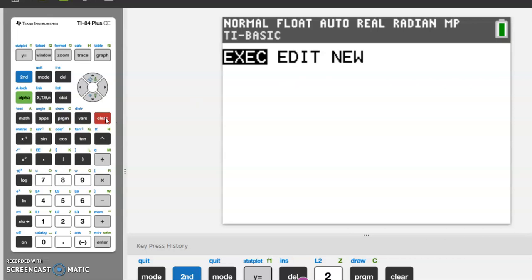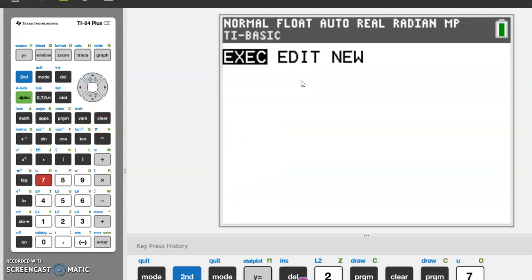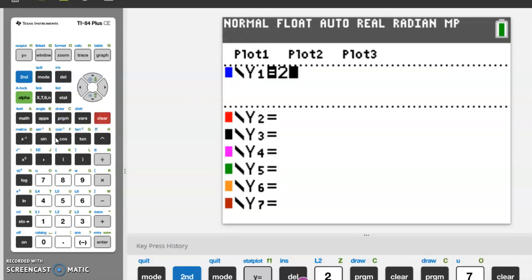What did I do? Here we go. 2. Oh, I know what I'm doing. I'm trying to type in cosine on my keyboard. Here we go. 2 cosine.